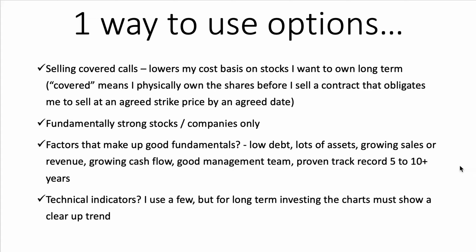I think typically just the usual suspects. Low to no debt, lots of assets that you can sell in the event of a forced sale or liquidation of some kind, growing sales or revenue, growing cash flow, good management team, and this is, for me, the most important point, a proven track record of 5 to 10 plus years. Because my opinion is, if the company's done well, it will hopefully continue to do well.